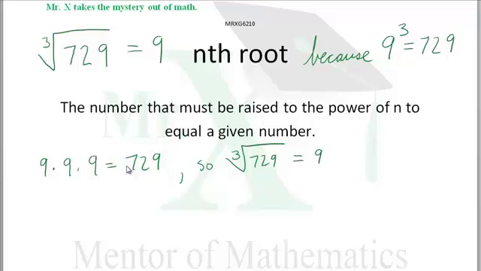So what is the cube root of 729? Well, it's the number that times itself and times itself again gives us 729. So we just say the cube root of 729 equals 9.